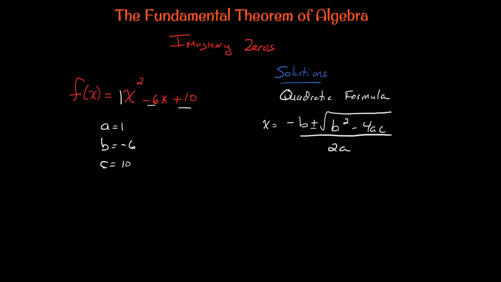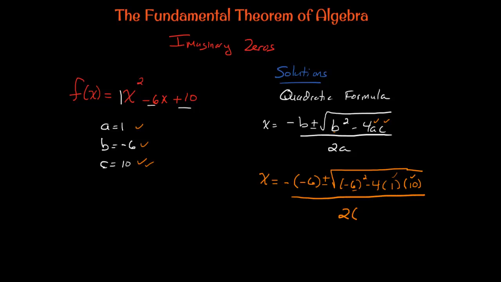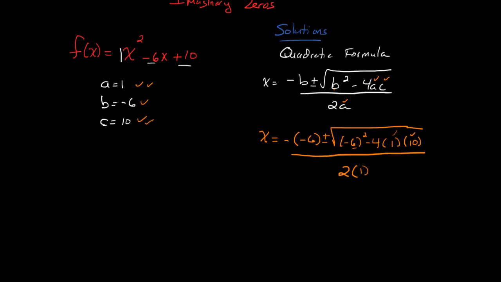So now all we're going to do is plug in. x will equal negative b, but b is negative 6, plus or minus the square root of b squared, that's negative 6 quantity squared, minus 4 times a, which is 1, times c, which is 10. But we still have to divide this entire expression by 2 times a, and a is 1. So all we're doing is plugging directly into that formula.